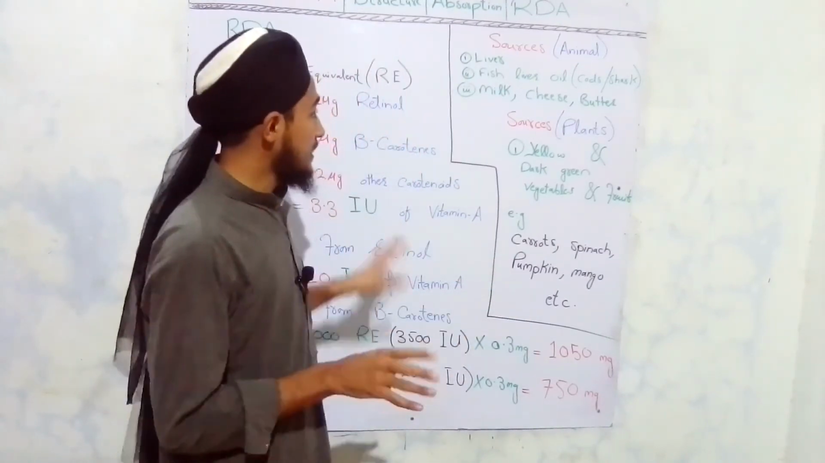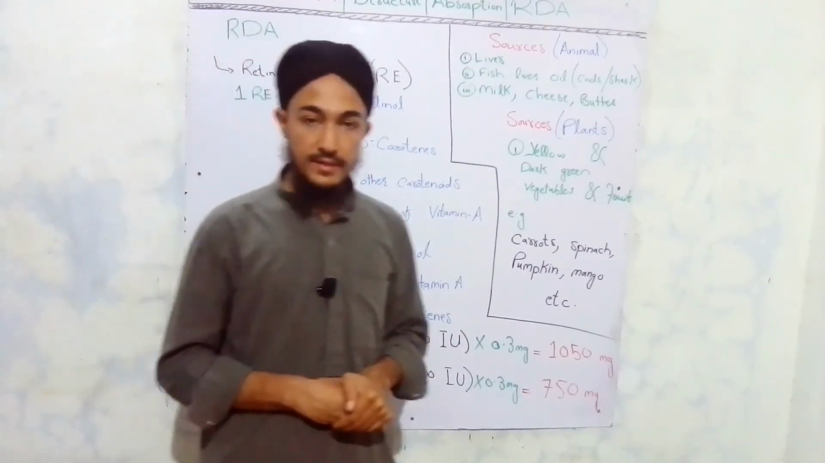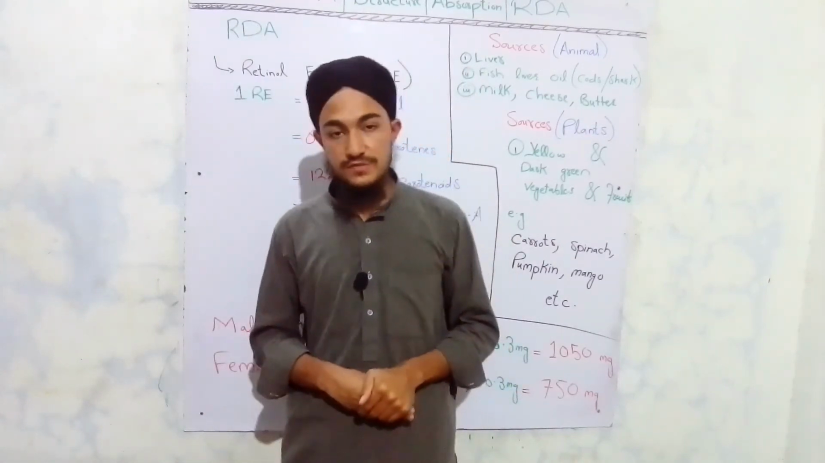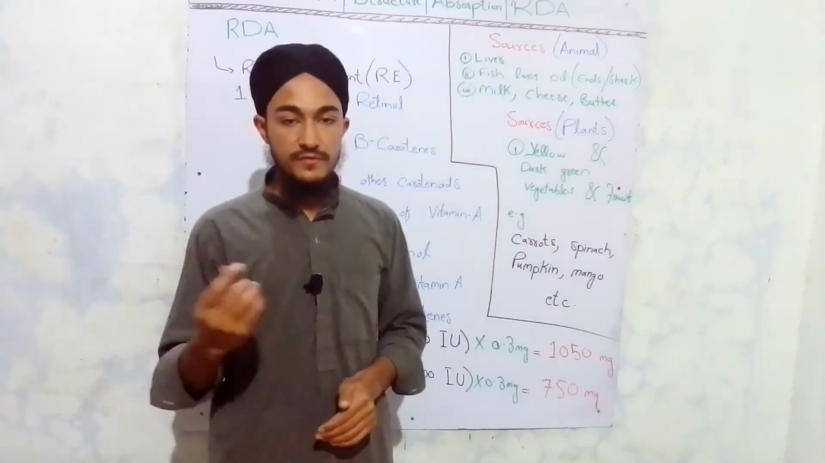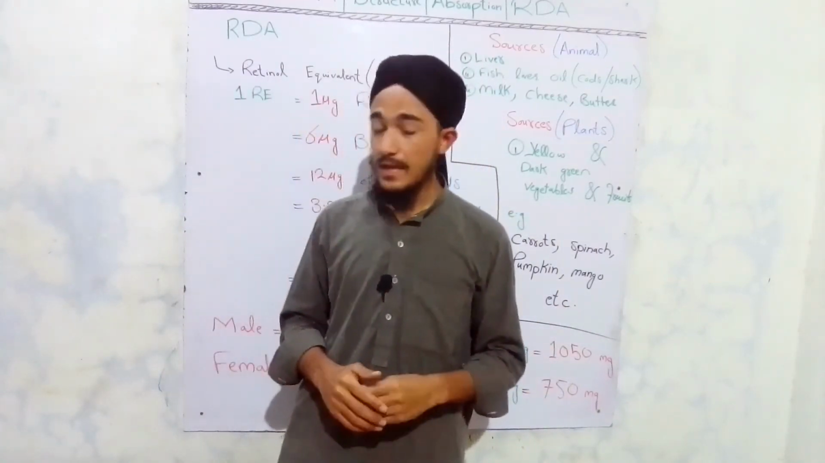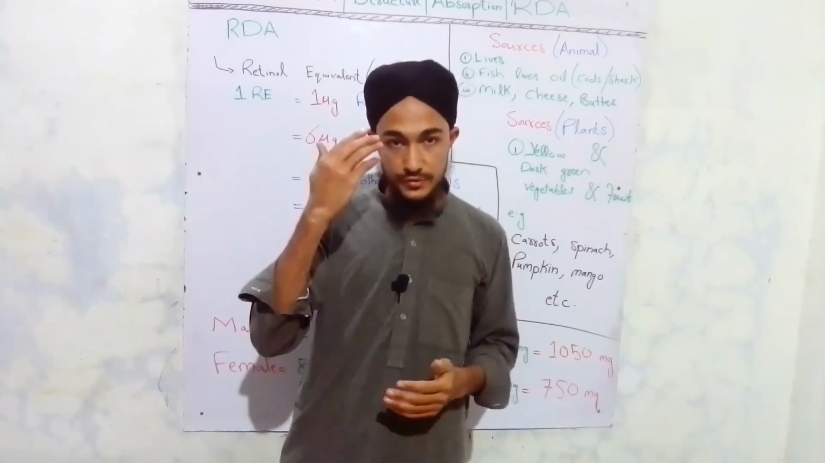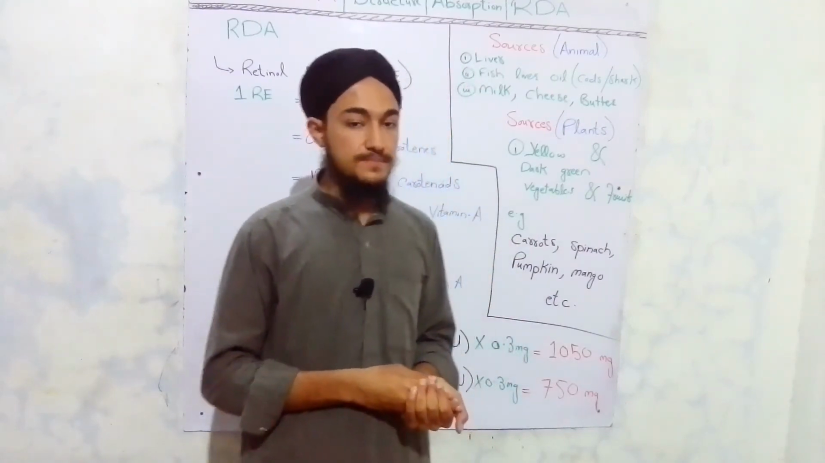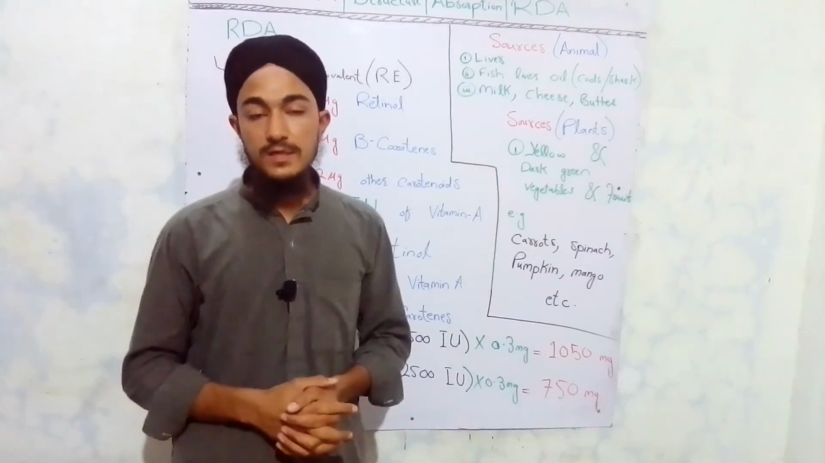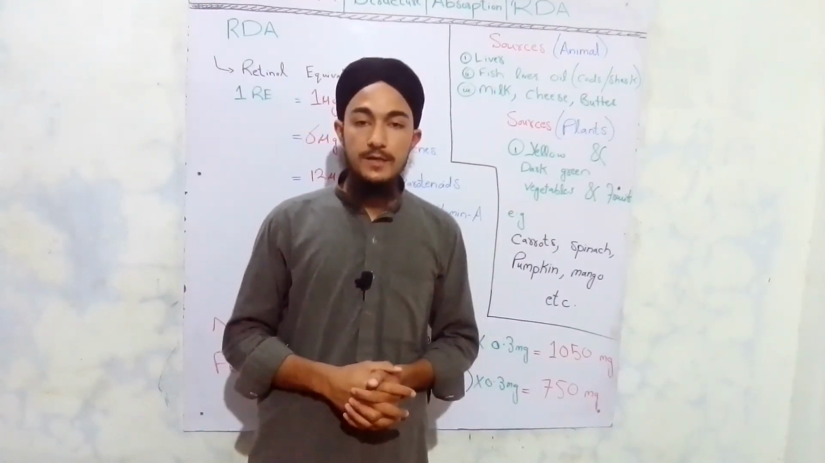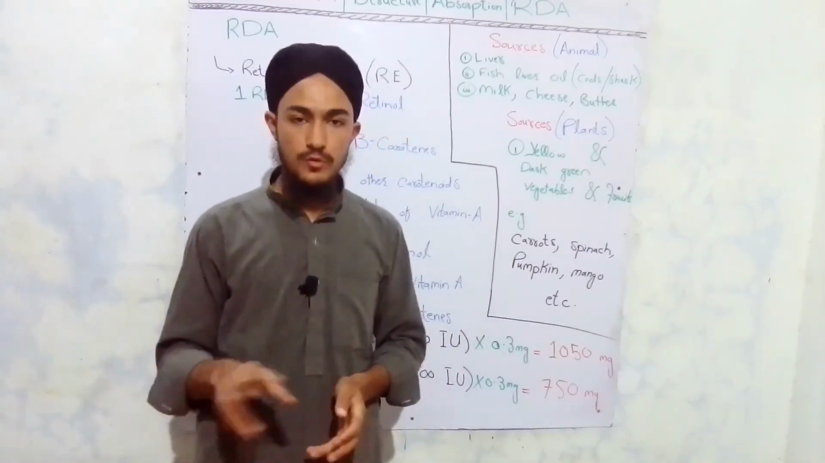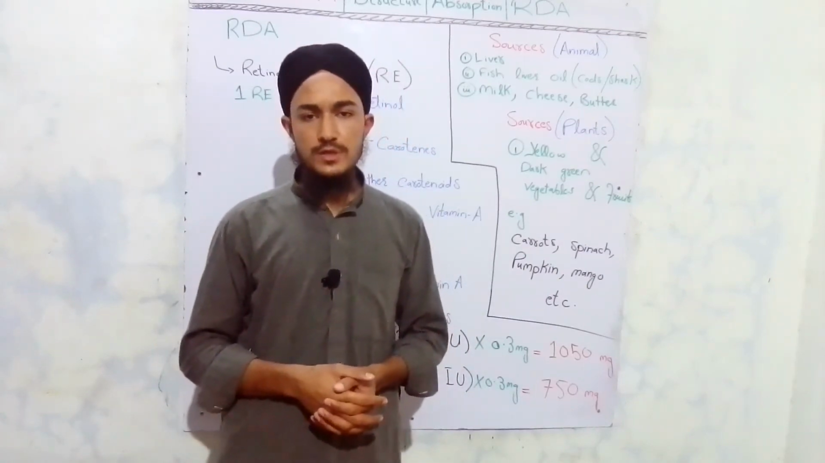So up to now it was enough about the RDA, the recommended daily allowance. After this we will discuss the visual cycle, that is a primary function of vitamin A and is related to the visual cycle of our eyes. And also we will discuss in the upcoming lectures the deficiency symptoms of vitamin A and hypervitaminosis A, that both are pathological conditions of vitamin A.